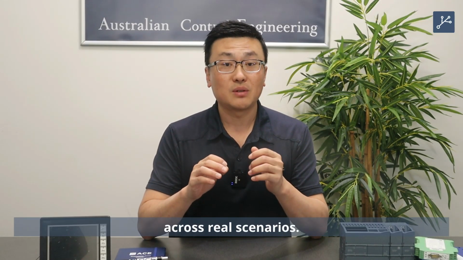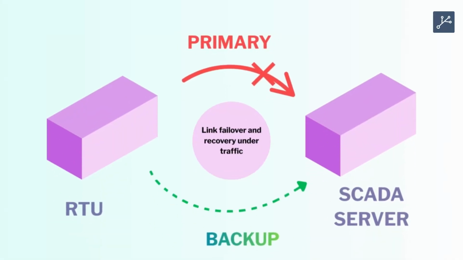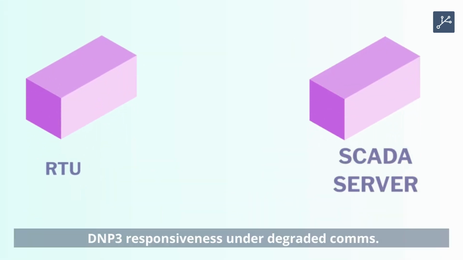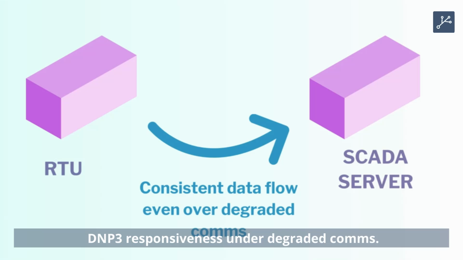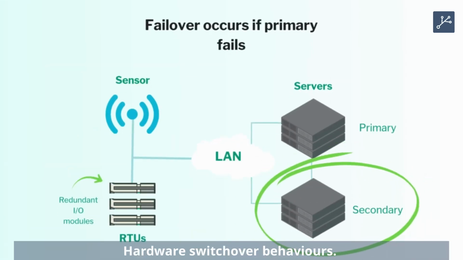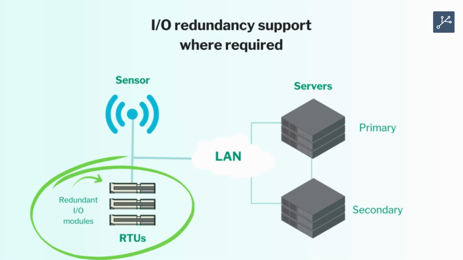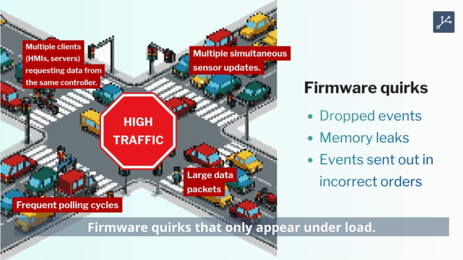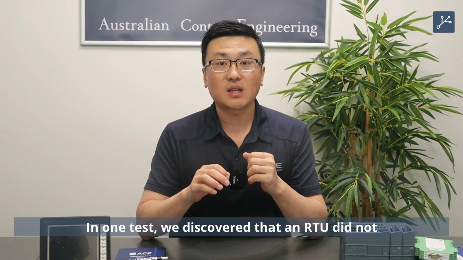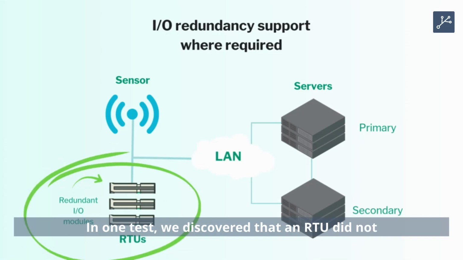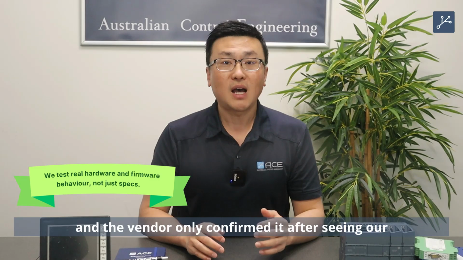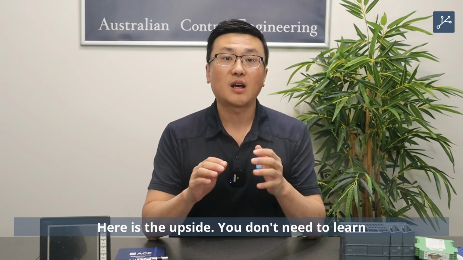We test real behaviors across real scenarios: link failover and recovery under traffic, event buffering and replay, DNP responsiveness under degraded comms, hardware switchover behaviors, I/O redundancy support where required, and firmware quirks that only appear under load. In one test, we discovered that an RTU did not support hardware I/O redundancy, and the vendor only confirmed it after seeing our evidence.